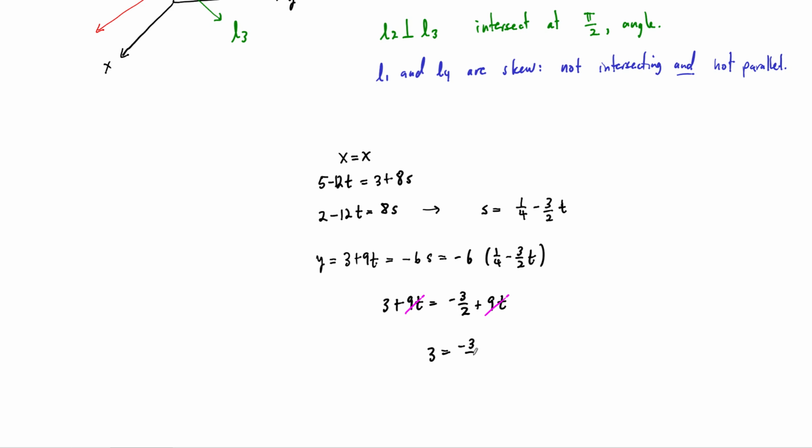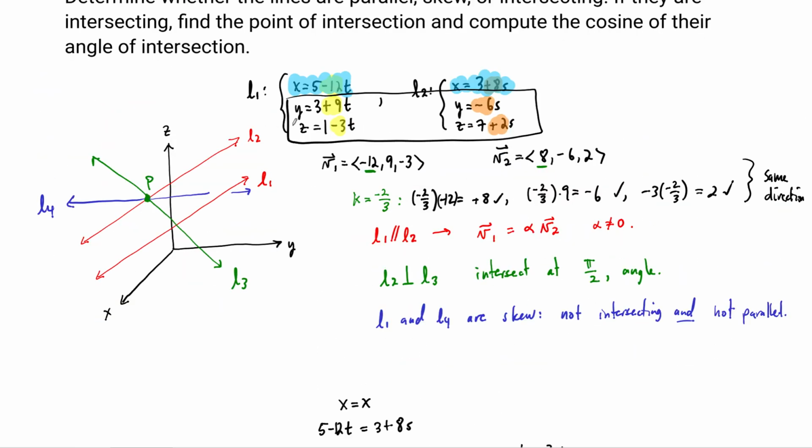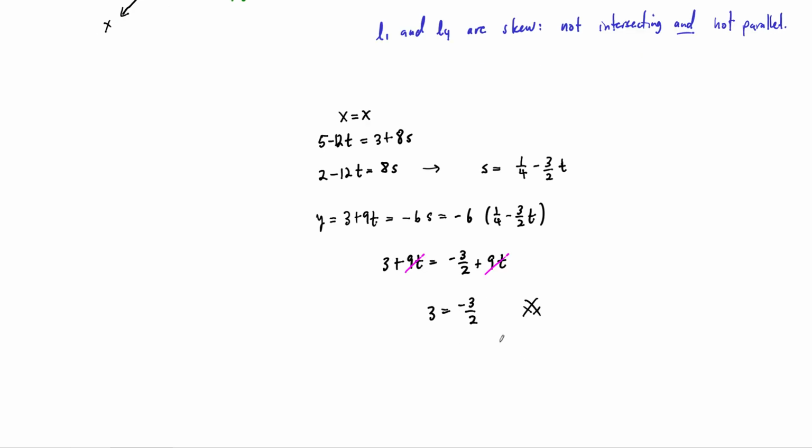3 is equal to negative 3/2, and that is what we call shenanigans. This is my mathematical symbol for shenanigans. This is a contradiction. Those two are not the same, right? 3 does not equal negative 3/2. So what do we conclude? We didn't even have to use the z component. What we found is that if the x's are equal to each other, there's no way that the y's can be equal to each other. It's impossible. So once you reach a contradiction here, you say the lines do not intersect.